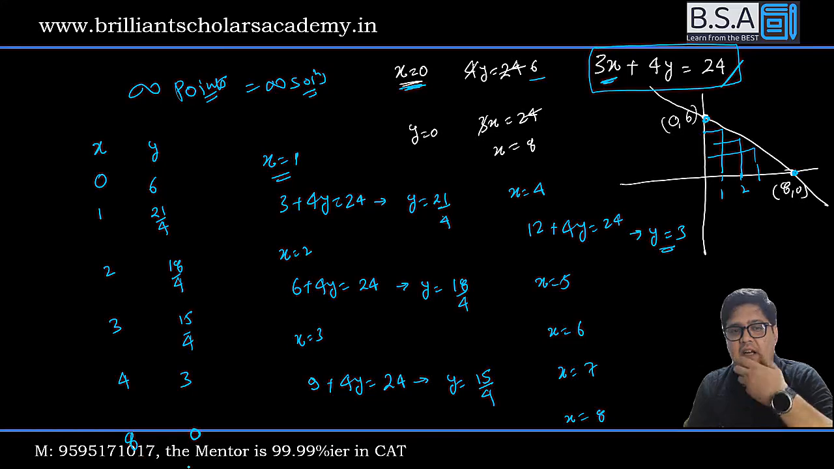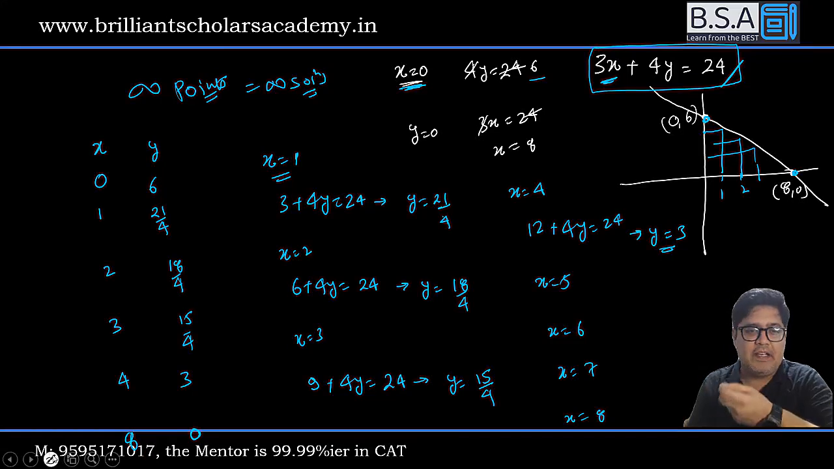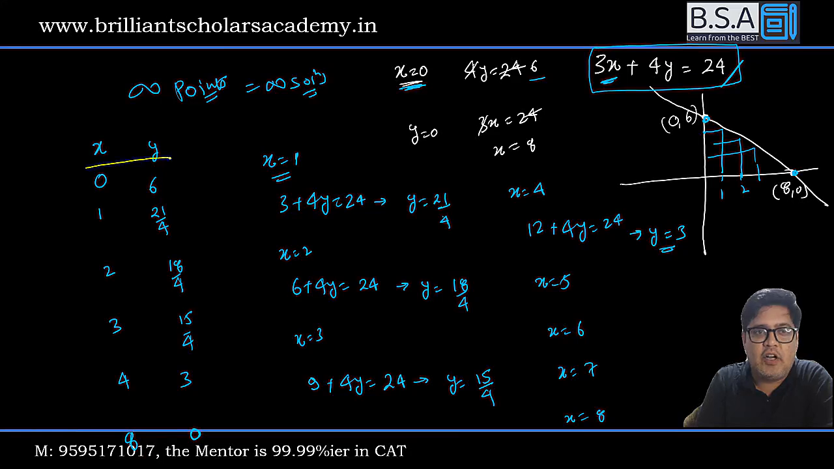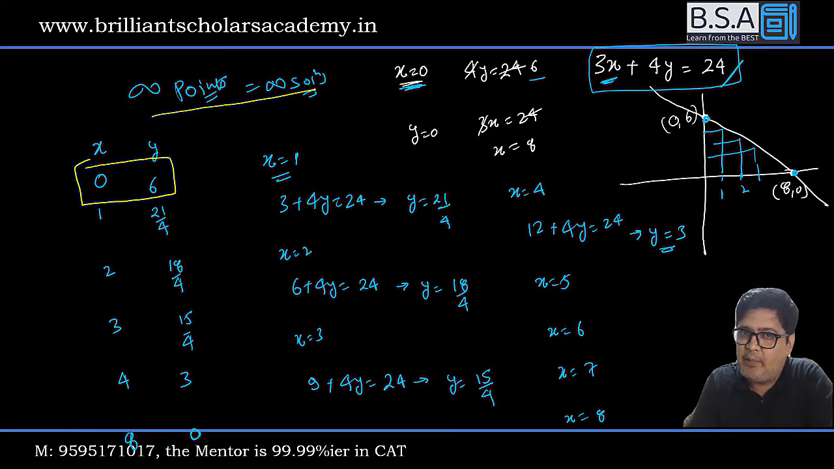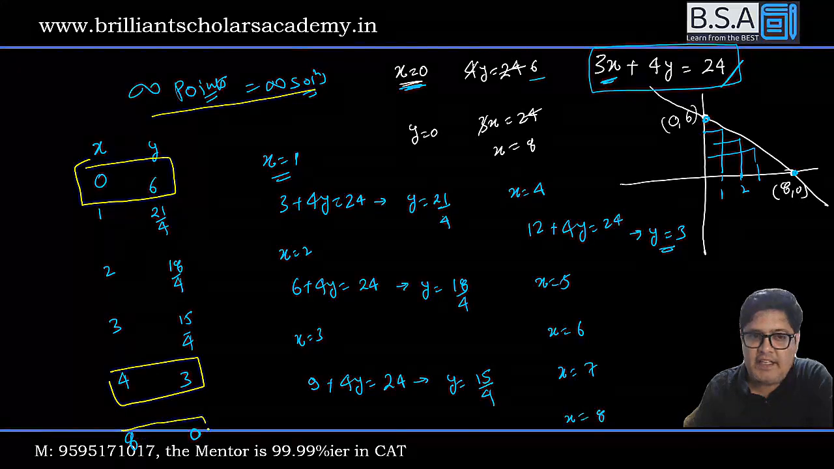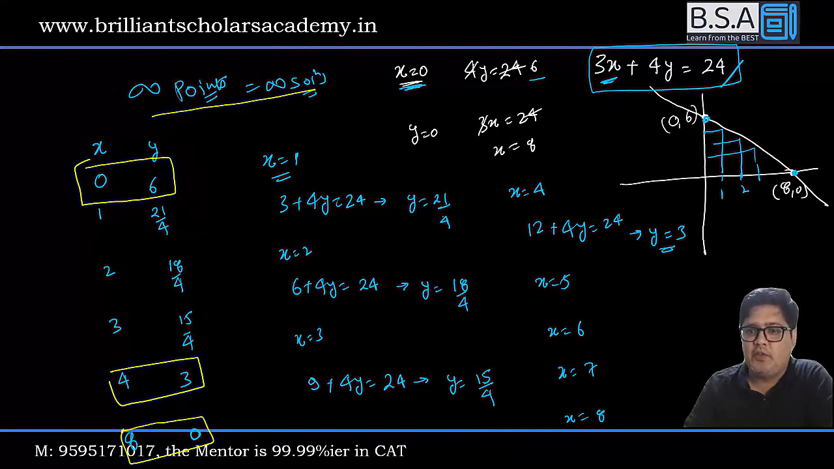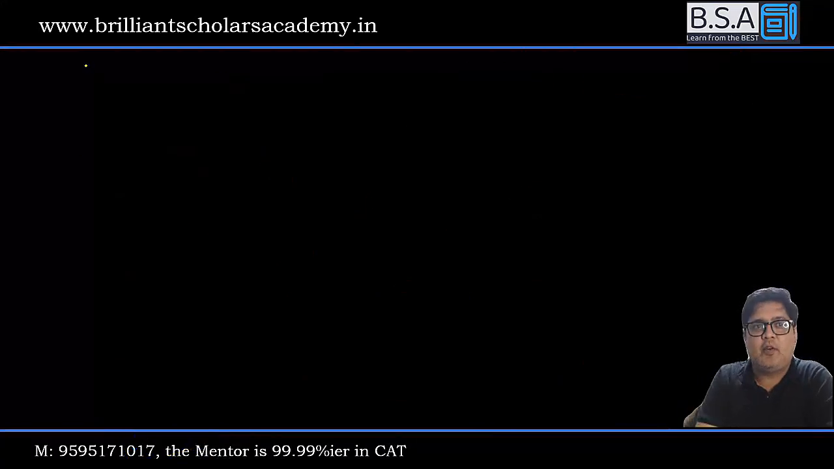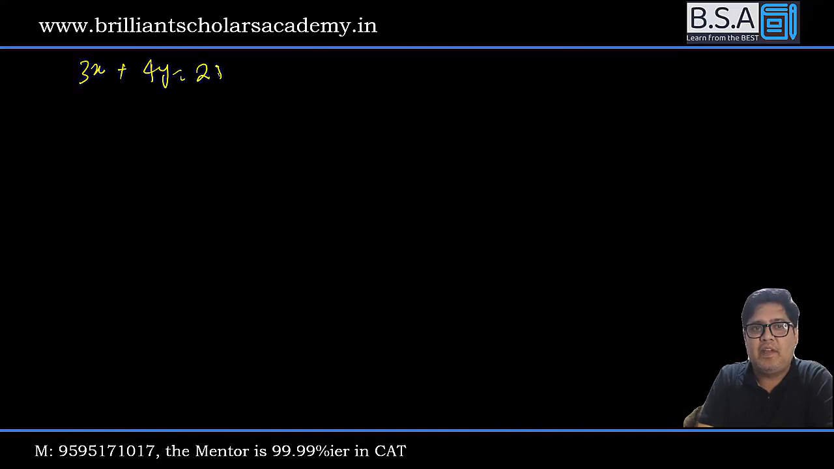The pattern I want you to observe, the pattern I want you to remember is this. This is called an integral pair. There are infinite points, so there must be infinite integers also. This is called an integer pair. This is called an integer pair. So let me use another slide. The equation was 3x plus 4y is equal to 24.